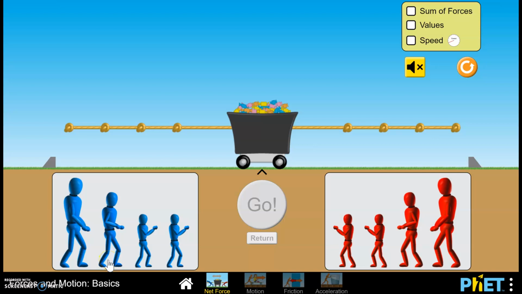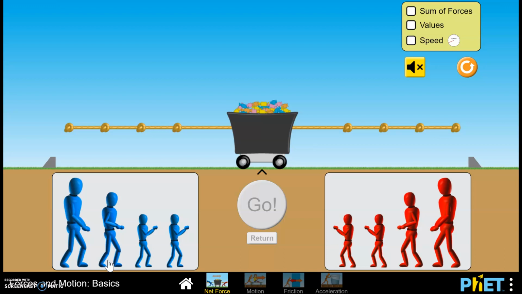Today I wanted to show you this simulation that goes over how balanced and unbalanced forces affect the motion of an object. So today we have this cart full of candy. This candy was collected Halloween night, last night, and we have two teams here that found this cart of candy and they're going to fight over it today, like a candy tug of war.